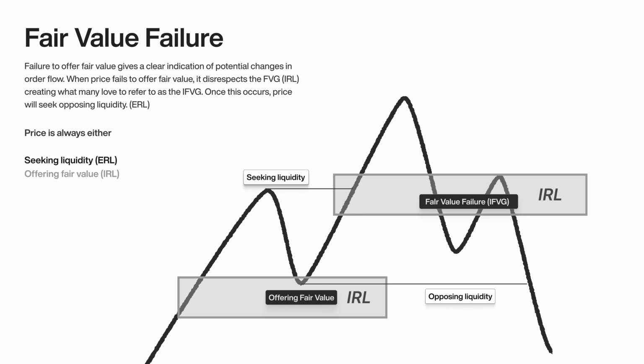So what we're looking at here is fair value failure, right? Like I said earlier, price is always either seeking liquidity or offering fair value. In this specific diagram here, you're seeing a failure to offer fair value. When price fails to offer fair value, it's giving you a clear indication of a potential shift in price. This is where inversion fair value gaps are created. It will flip over the opposing gap. It will then seek opposing liquidity, right? So we fail to offer fair value. We then proceed to seek opposing liquidity, creating that inversion fair value gap, hinting a shift in sentiment and order flow.